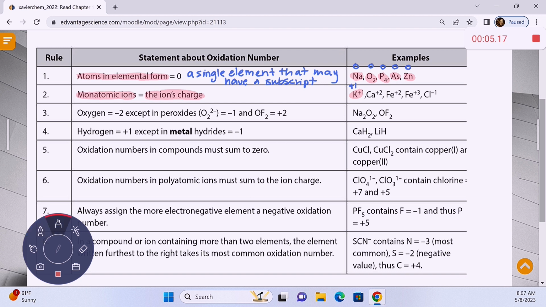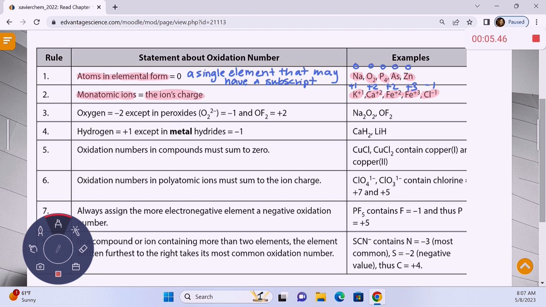Okay. For the next one, we've got Ca+2. So what would its oxidation number be? +2. How about the next one? We've got Fe+2. +2. The next one, you've got Fe+3. So what would that be? +3. And the last one is Cl-1. -1.